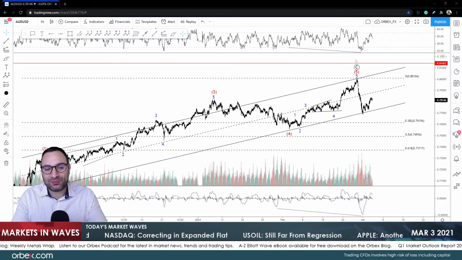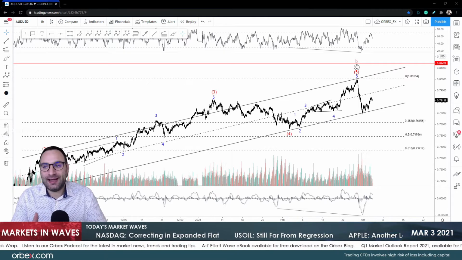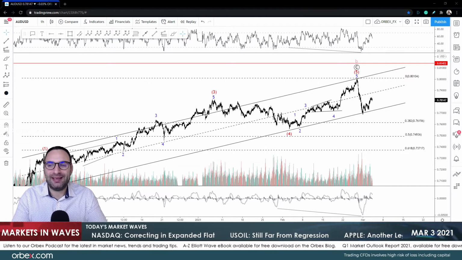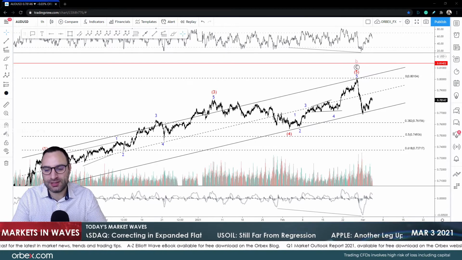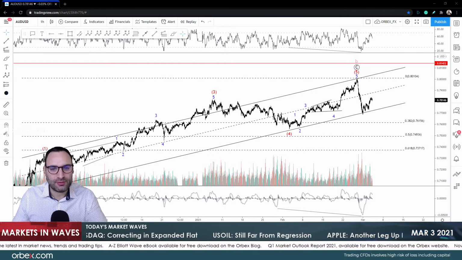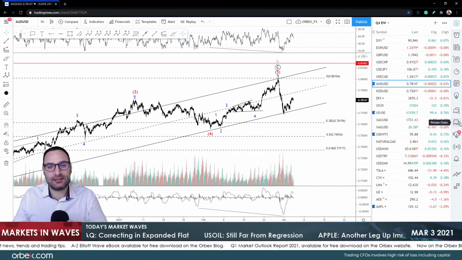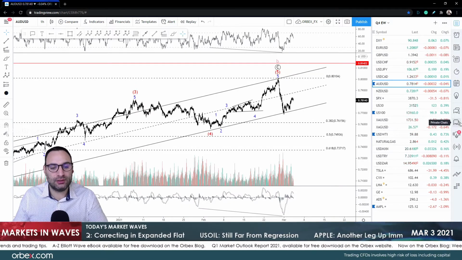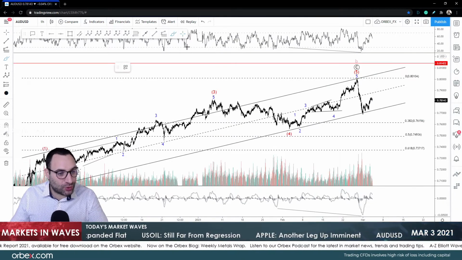Now, I've identified near to ending, and also mainly on the right shoulder, actually, we are in 4 different assets today. This is the Aussie against the dollar. It's the NASDAQ, it's the oil, and also Apple. We're going to start with Aussie dollar.